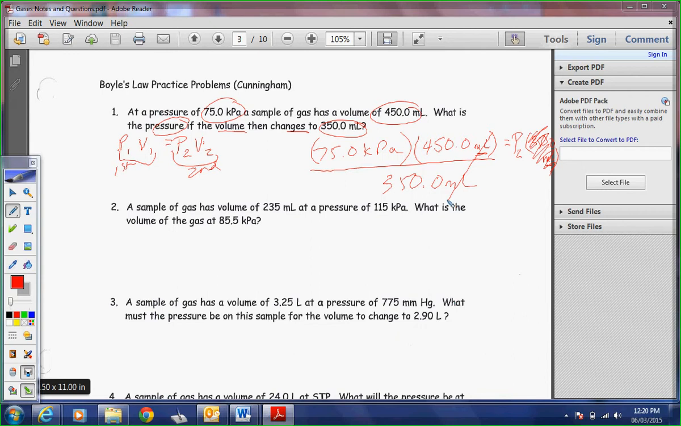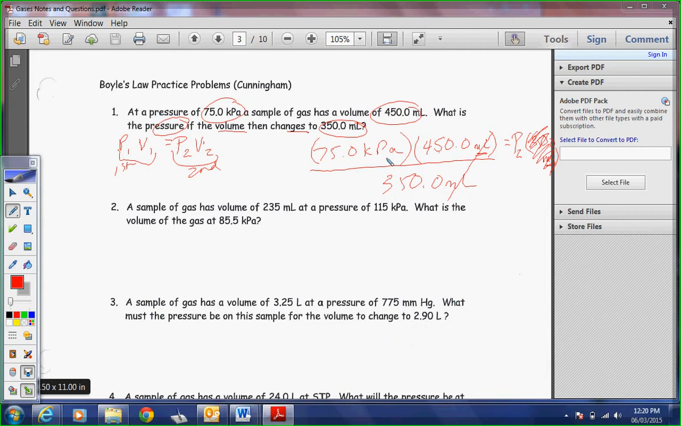I don't have to convert my pressure to kilopascals, as long as they're both in atmospheres or millimeters of mercury, because the two units will cancel out. Do you understand? So the units are going to wreak a bit of havoc here for you. So it's really important that you pay attention to how we cancel these units out, so that you've chosen the correct units.